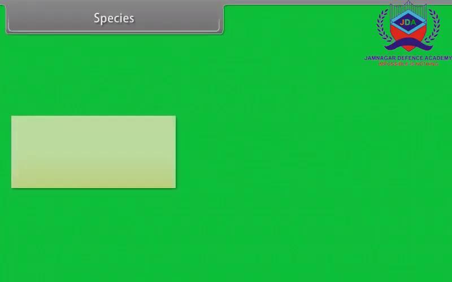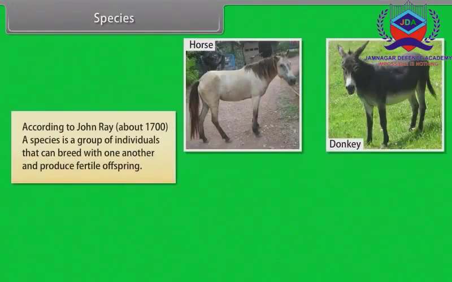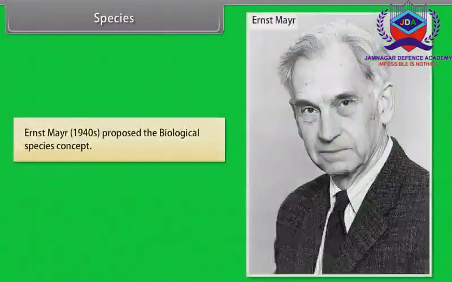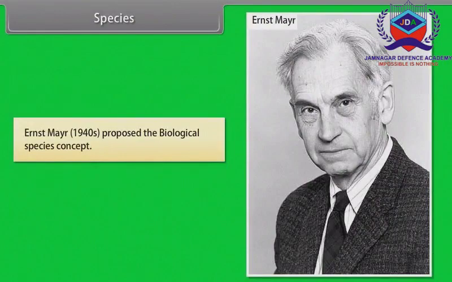Species. According to John Ray, about 1700, a species is a group of individuals that can breed with one another and produce fertile offspring. Ernst Mayr, 1940s, proposed the biological species concept.